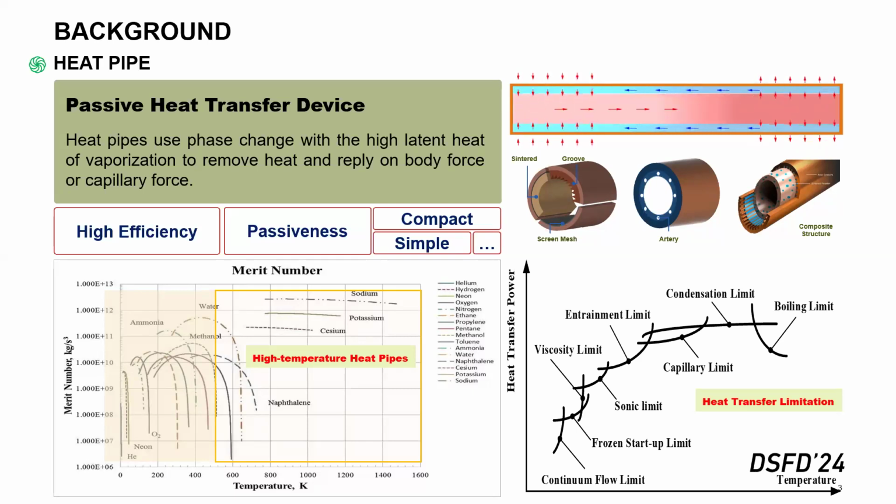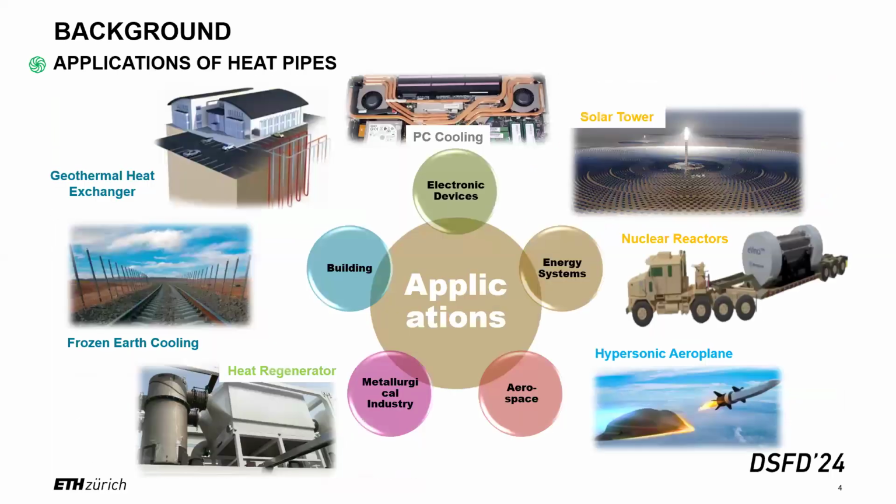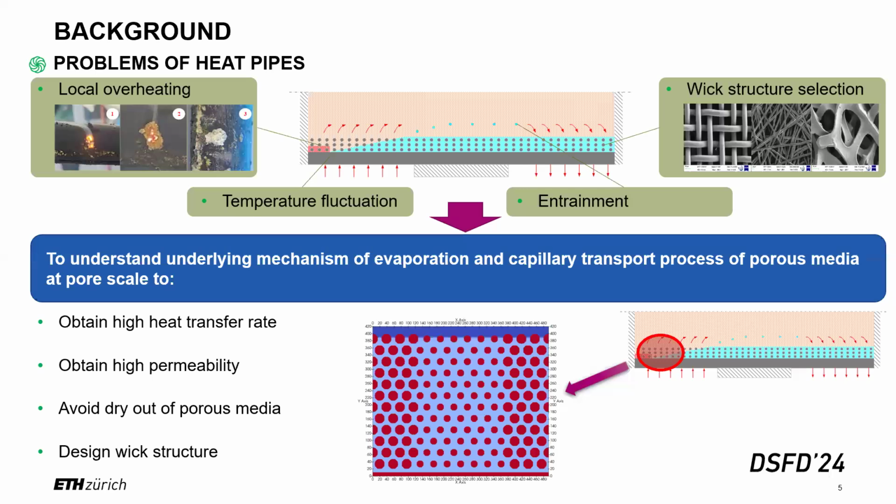In the yellow box, various elements are shown which can be used in the high temperature heat pipes. And this figure shows the various heat transfer limitations, which prevent the thermal load from increasing. And now the heat pipe has been applied in electronic devices, buildings, heat exchangers, aeroplanes, nuclear reactors, and so on. But it still faces some challenges, such as local overheating, some temperature fluctuation, entrainment, and weak structure sections.